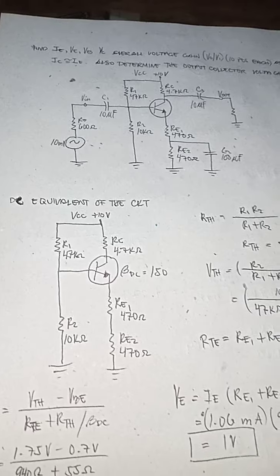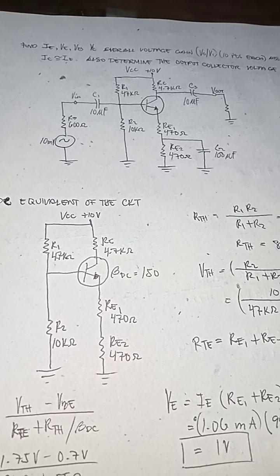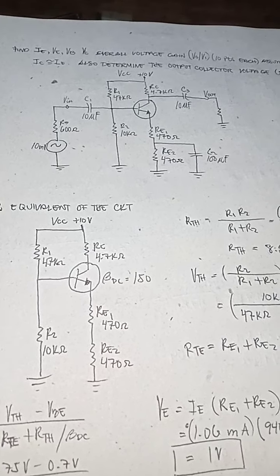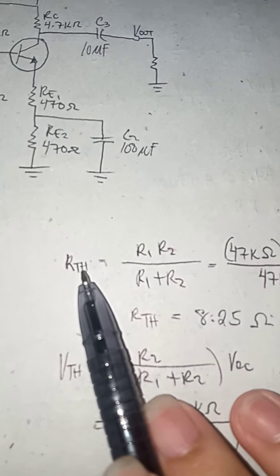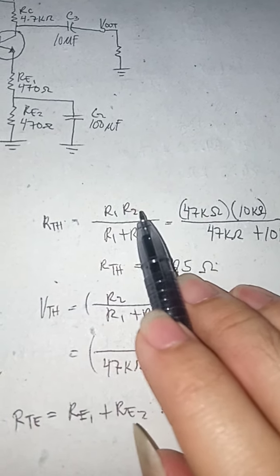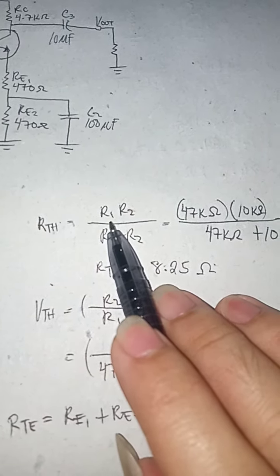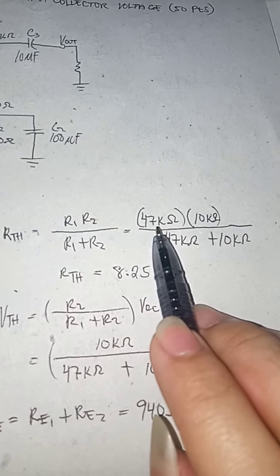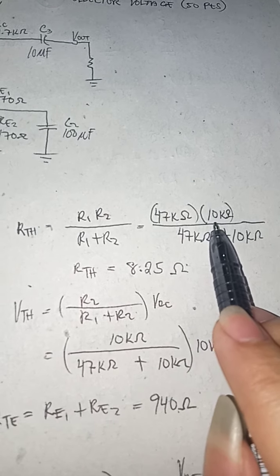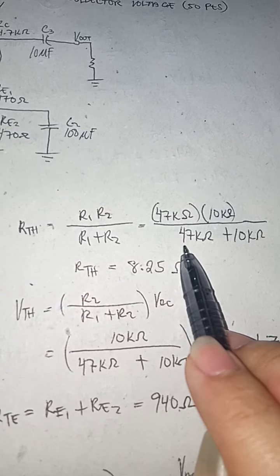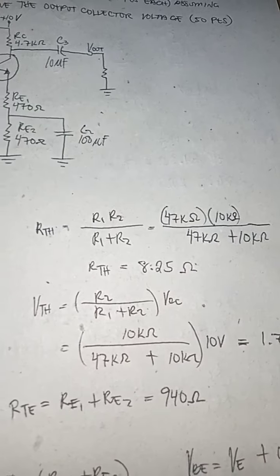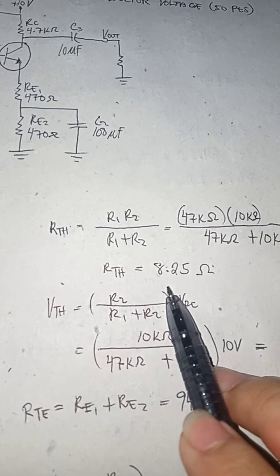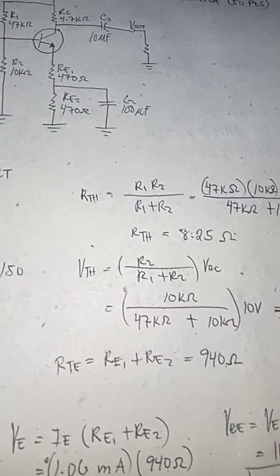To find the emitter current, emitter voltage, base voltage, and the collector voltage, we must first find the Thevenin's resistance. To find Thevenin's resistance, R1 is parallel to R2, which is this formula: R1 times R2 over R1 plus R2, which is 47 kilo ohms times 10 kilo ohms over 47 kilo ohms plus 10 kilo ohms. The RTH is equal to 8.25 ohms.